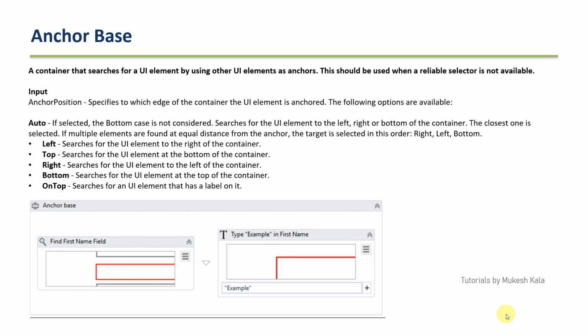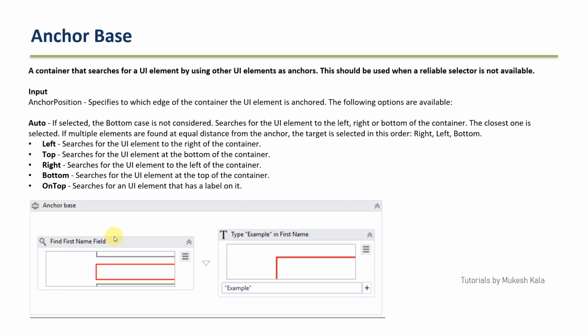Now whenever we talk about anchors, the anchor can be on the top, left, right, or bottom. All of these options are available in the anchor base activity. We have a dedicated video, guys, where we explain the anchor base activity. So in case you want to know more about this activity, just watch that video. In this video, we are talking about the different methods which are available to do UI automation.